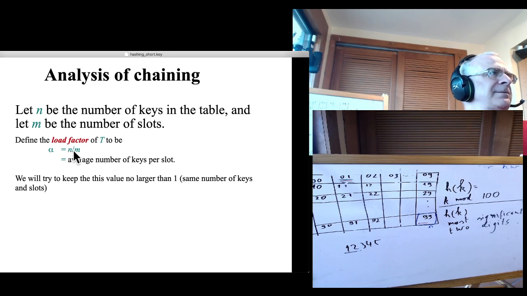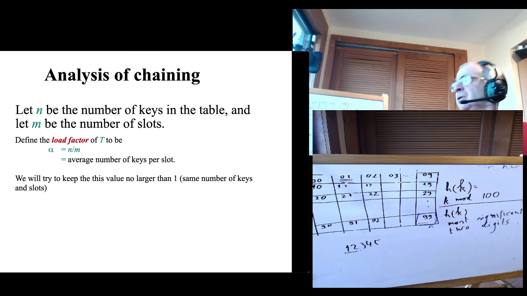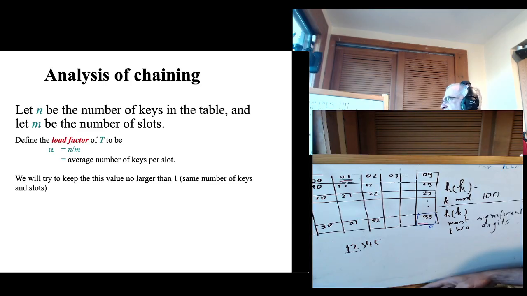Number of keys divided by number of slots. And of course, we would like to keep this value as small as possible, no larger than 1 in some hash tables, or at least a constant in other hash tables. Right? Well, quick sanity check. What is the load factor here in the example that I just erased?